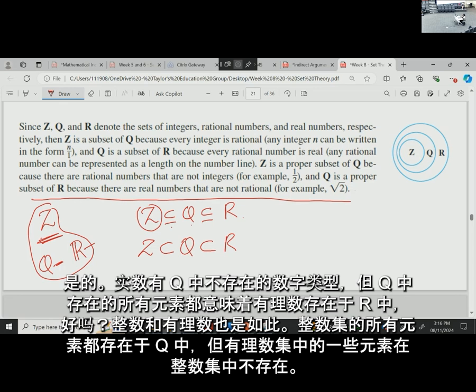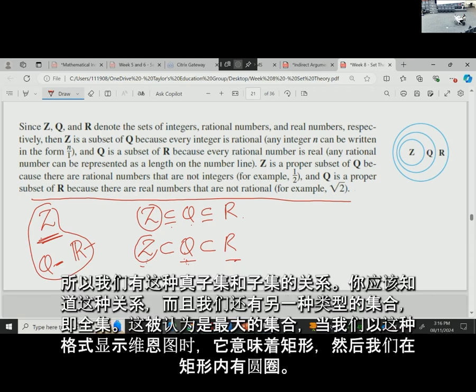Real numbers have types of numbers that are not present in Q, but all elements present in Q, meaning rational numbers, are present in R. Same goes for the integers and rational numbers. All the elements of the set of integers are present in Q, but there are some elements in the set of rational numbers that are not present in the set of integers. So we have this type of relationship of proper subsets and subsets.